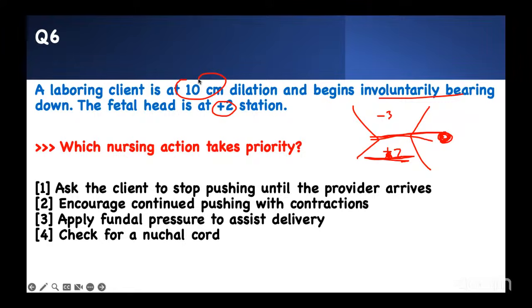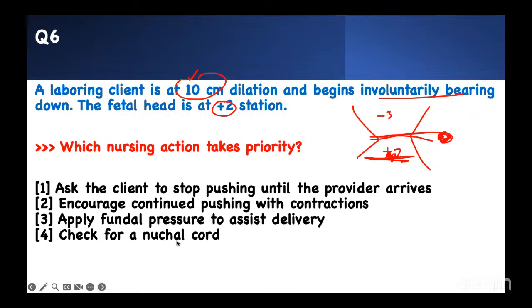Now, what would you do? She's fully dilated. Baby is crowning. Would you tell her to stop pushing? Will you encourage her to push with contraction? Will you apply fundal pressure? Or would you check for nuchal cord? Think about that. I've given you clues.